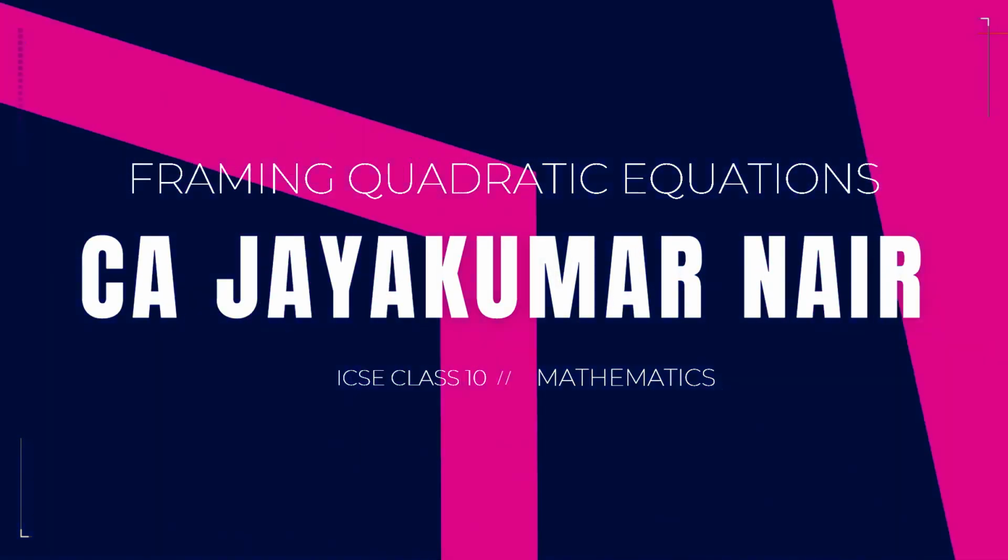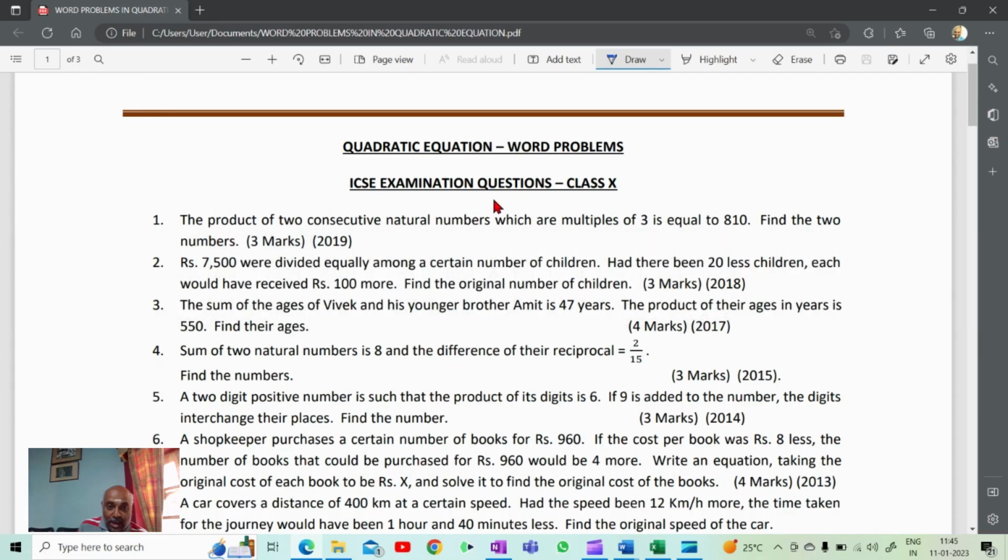Dear students, we will see how to frame quadratic equations. That is, word problems we are going to see. First question: the product of two consecutive natural numbers, which are multiples of 3, is equal to 810. Find the two numbers. So, you know there are two consecutive natural numbers. So consecutive natural numbers means what?